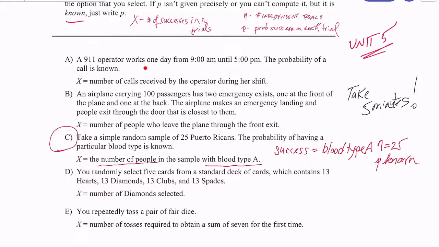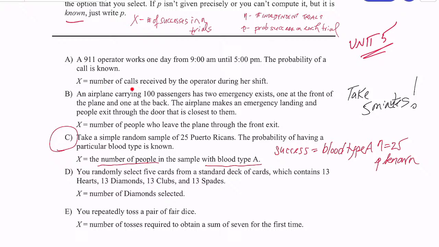A 911 operator works one day from 9 a.m. until 5 p.m. Okay, the probability of a call is known. So they're saying the probability of a call is known. So they're implying that the call is what you're looking for. However, then it conflates the two. So the probability of a call and the number of calls are being used for the same thing. So number of calls should be the number of trials, right?